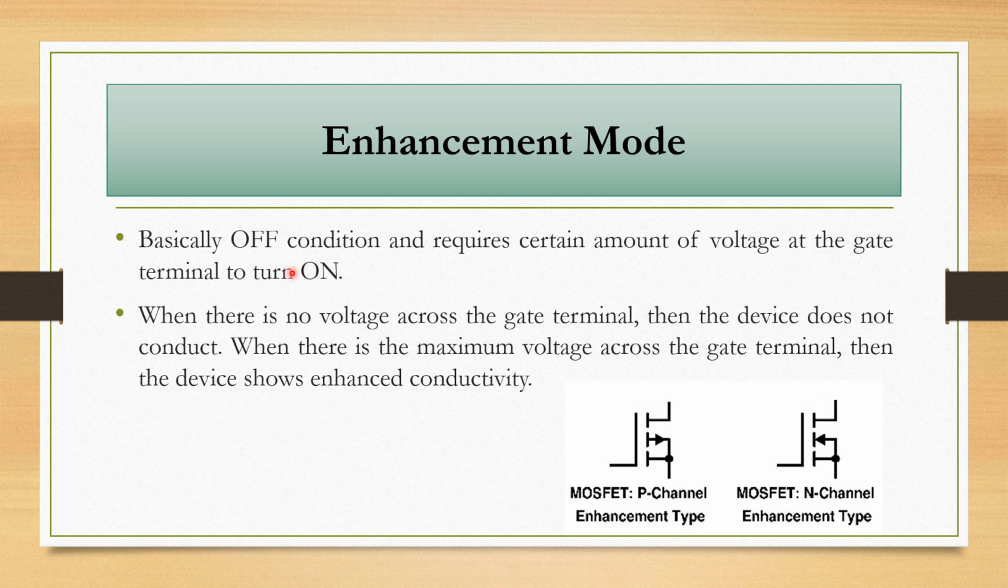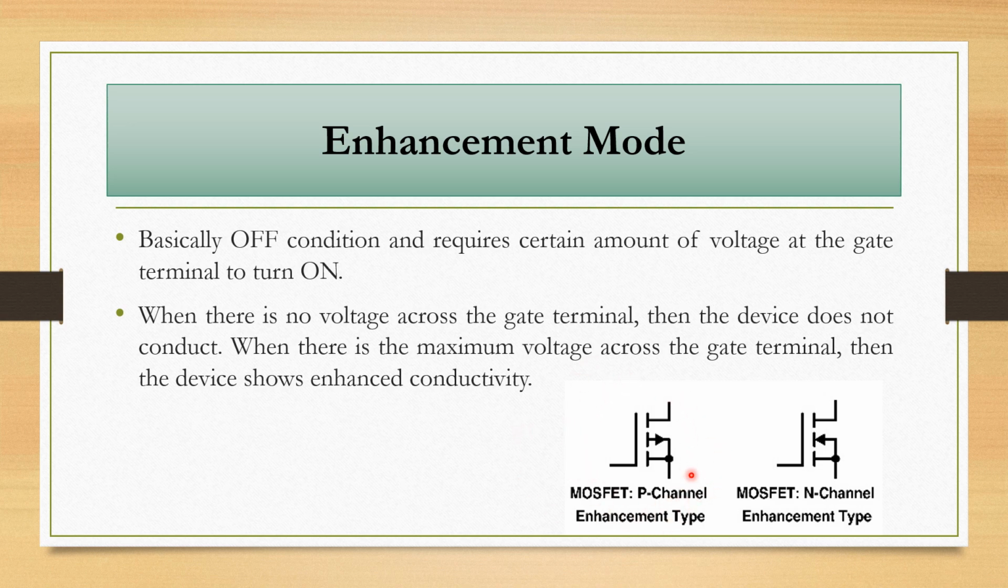So your device will be on only if you are giving voltage to the gate terminal. If there is no voltage across the gate terminal, your device will not conduct, and there will not be any channel or any current flow between the drain and the source terminal.